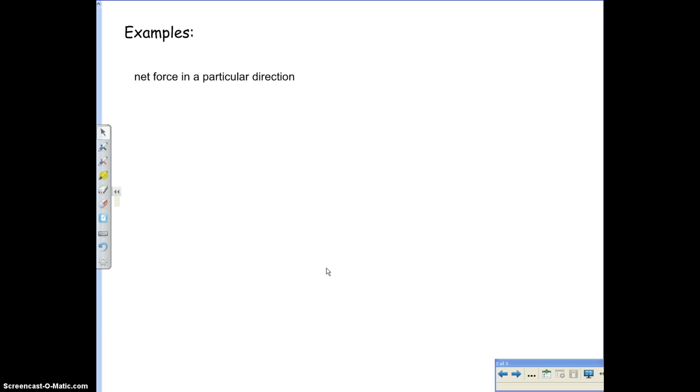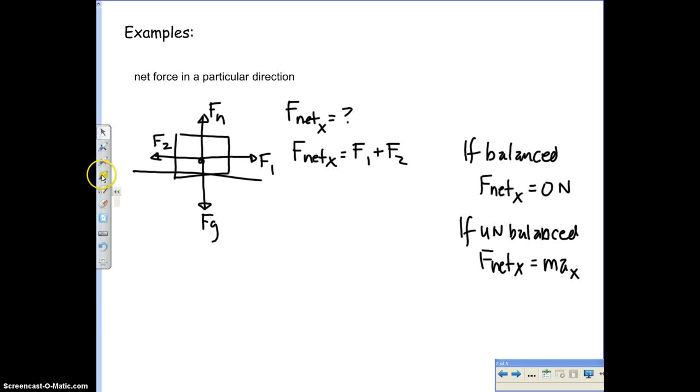Okay, so what are some examples of calculating the directional net force? Well, let's take this one for example. Imagine we had a situation where we had an object, and that object is on a surface, and it's experiencing four forces. The force of gravity is always a force that acts on an object, so it's acting down. The normal force, because it's on a surface, it's touching that surface, and the surface touches back. And then two applied forces.